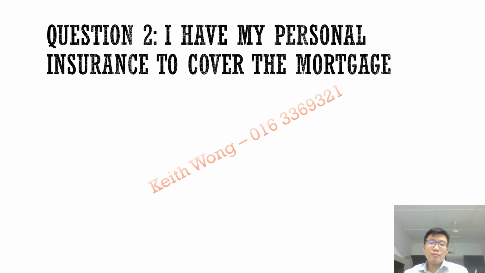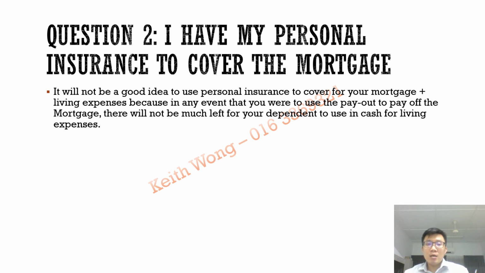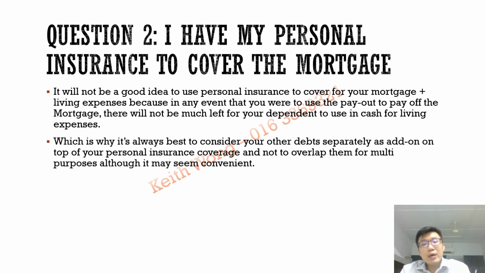Question 2. I have personal insurance to cover the mortgage. It's normally not a good idea to use your personal insurance to cover your mortgage plus your own personal living expenses, because in any event, if you were to use the payout of your personal insurance for your mortgage, then there's nothing really left to use for your living expenses, especially even for your dependents when you're no longer around. Which is why it's always best to consider your other debts separately as an add-on on top of your personal insurance coverage, and not to overlap them for multi-purposes, although it may look very convenient to do so.